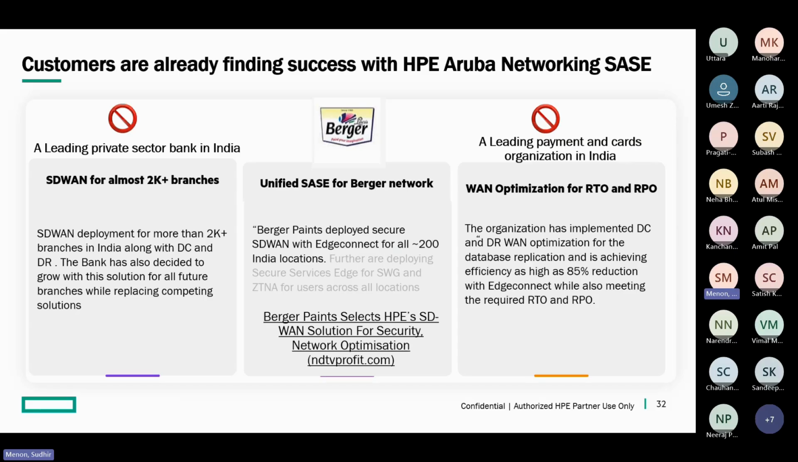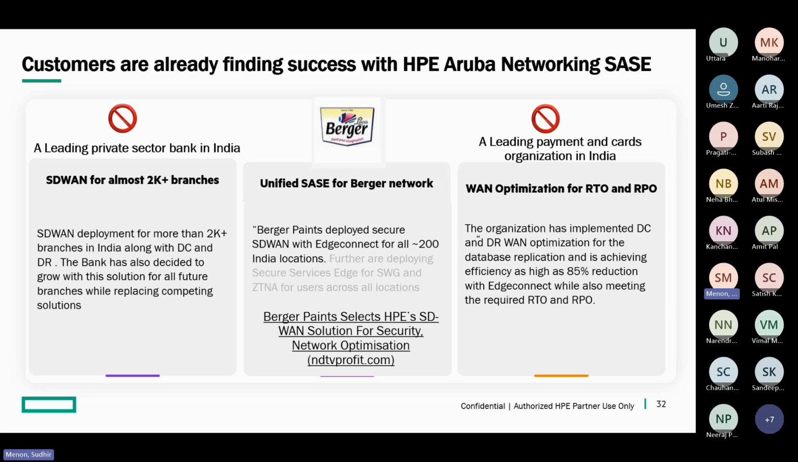Talking about some of those, in India today, we have almost 100 plus customers on our SASE. Some of those prominent use cases or case studies are what I have picked up. So a leading private sector bank, where they have migrated almost 2000 plus branches to SD-WAN, one of the leading banks in India.